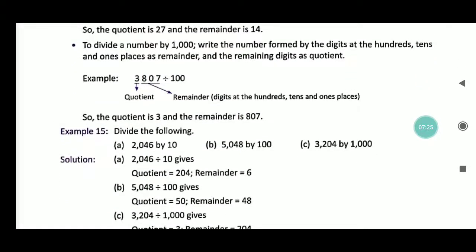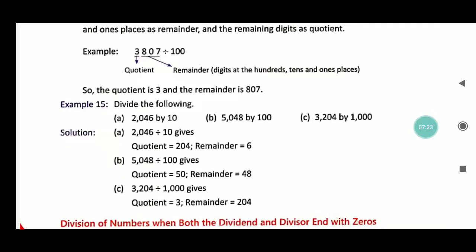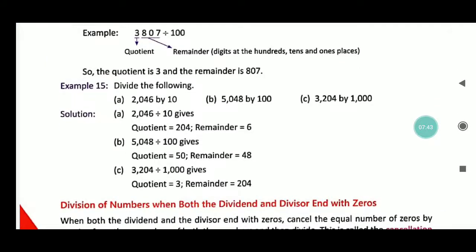Now divide the following. We will do one. 2046 by 10. So 2046 divided by 10 gives 204 as quotient and 6 as remainder, because 6 is at the ones place. Next, 5048 divided by 100, that means 48 would be the remainder because the ones and tens places are here, and the rest of the number is the quotient. And here, 3204 divided by 1000, that means 204 would be the remainder and 3 would be the quotient.